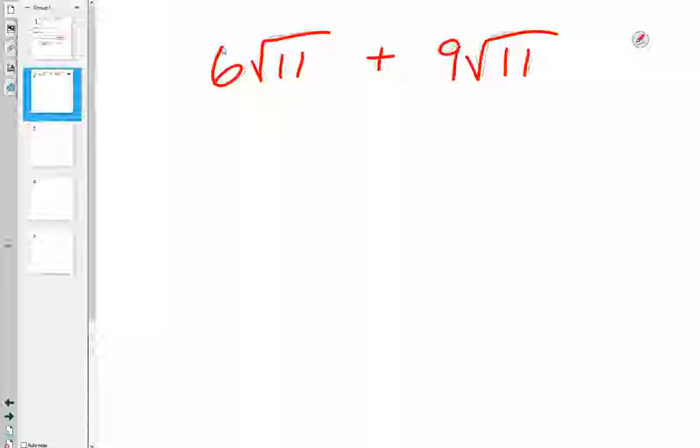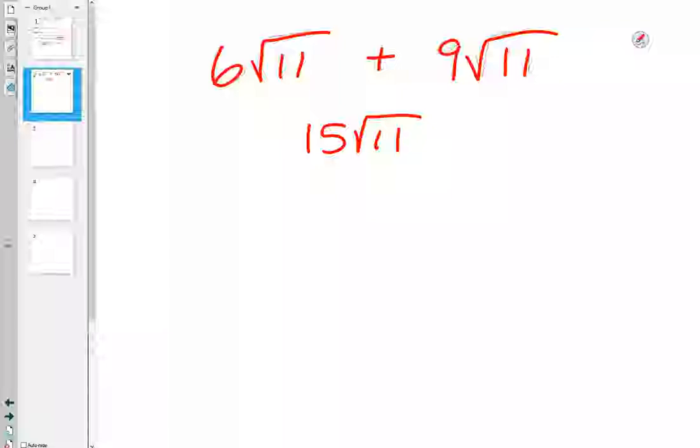Think of it this way. In many cases, radicals behave like variables. So theoretically, hypothetically, if I were to add 6x plus 9x, what would you tell me? 15x. Well, yeah, here I'm still going to get the 15, but instead of x's, what's there in the place of the x is the square root of 11.